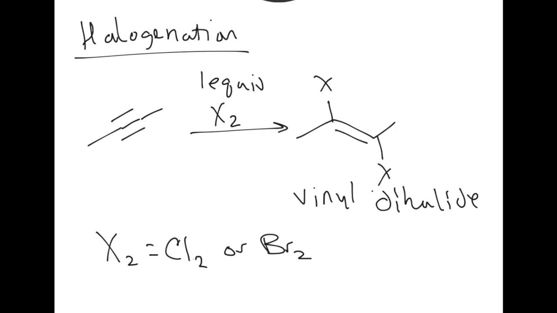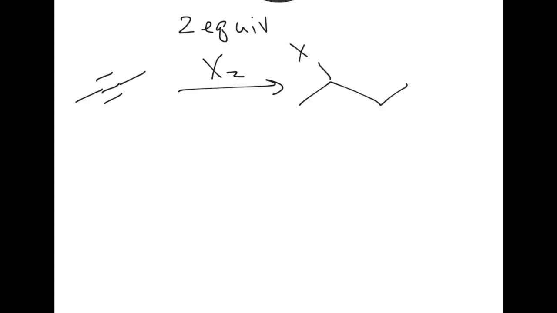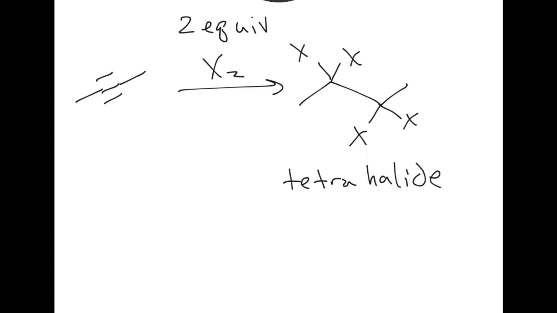If you have two equivalents, again, you have enough halide to react with both pi bonds. So you're going to end up making a tetrahalide. All right, so you're going to add two halides to the first pi bond, then two halides to the second pi bond, for 4 halides total.